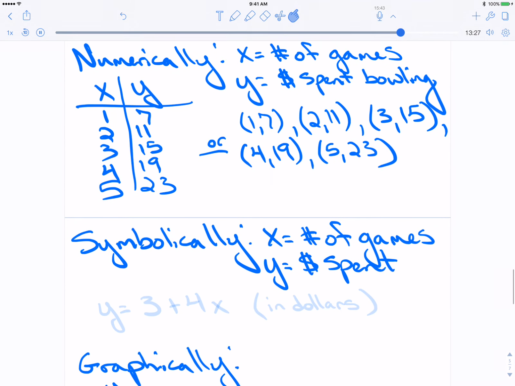Symbolically, right, I'm going to use the same setup that I used for numerically. X is the number of games, Y is the number of dollars spent, and so Y is going to equal A plus BX. Now, remember, B was a rate. There's $4 per game. X is the number of games, so naturally B will be my $4, and if you're paying $3, regardless of the number of games that you play, then naturally this is going to correspond to Y = 3 + 4x, where your answer will be in dollars.